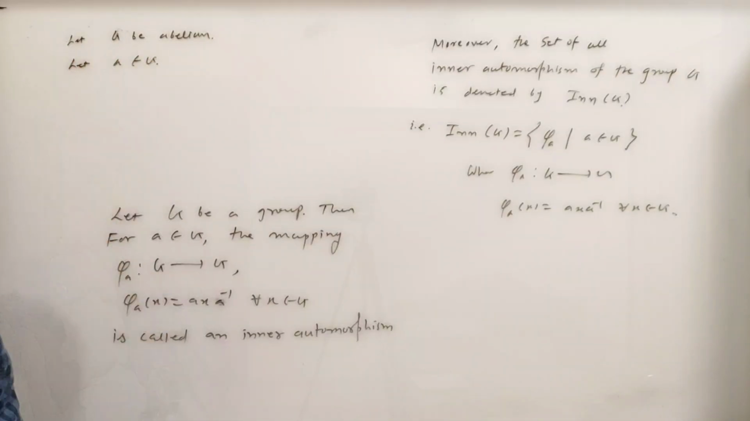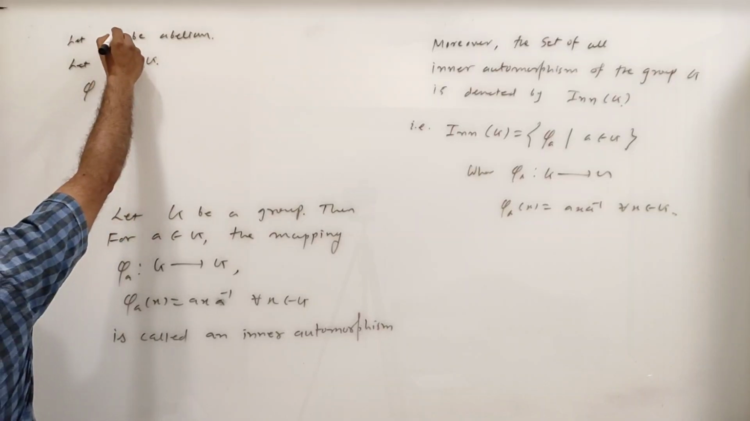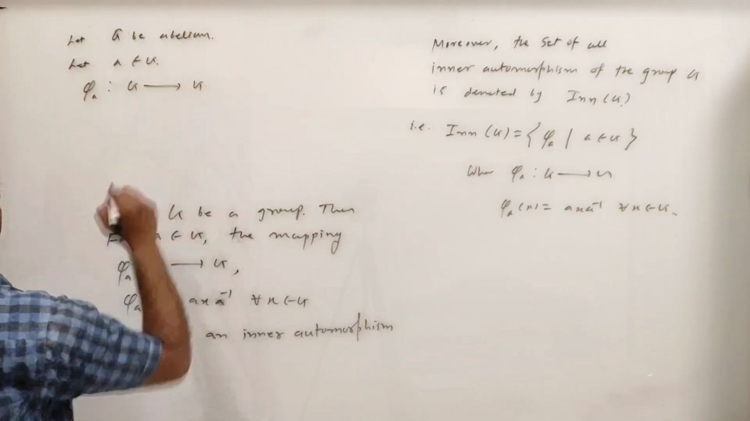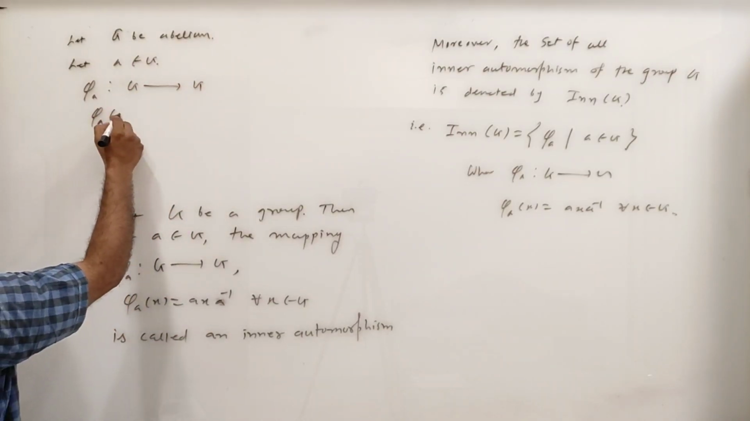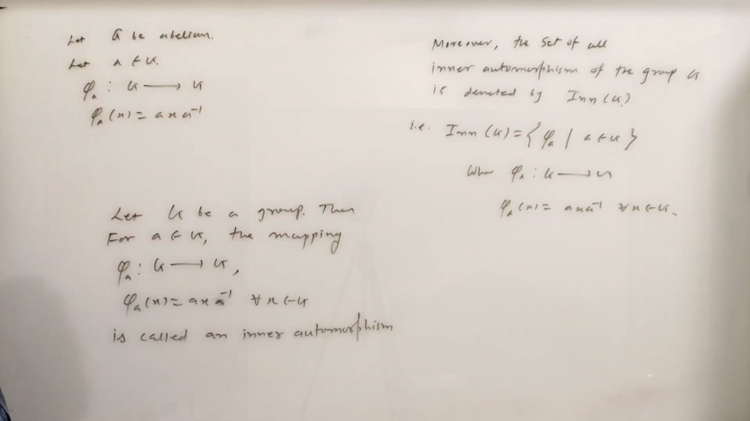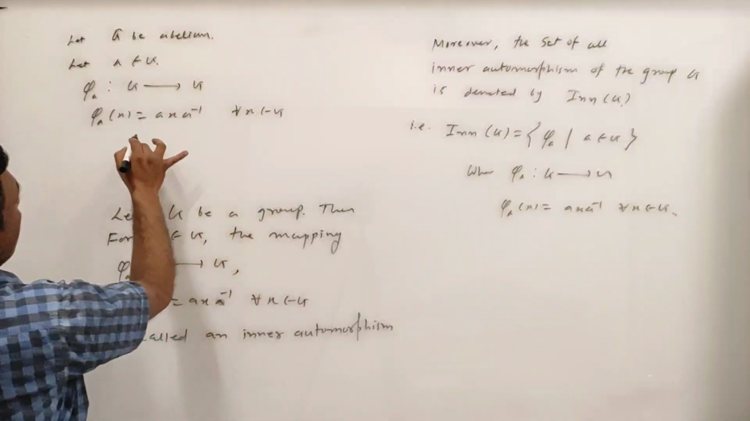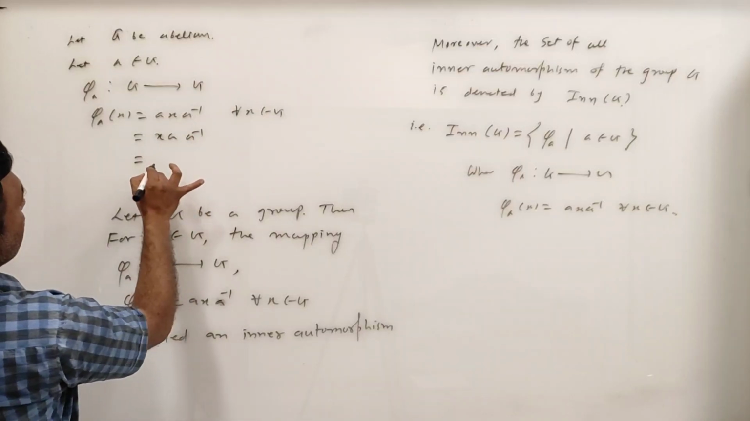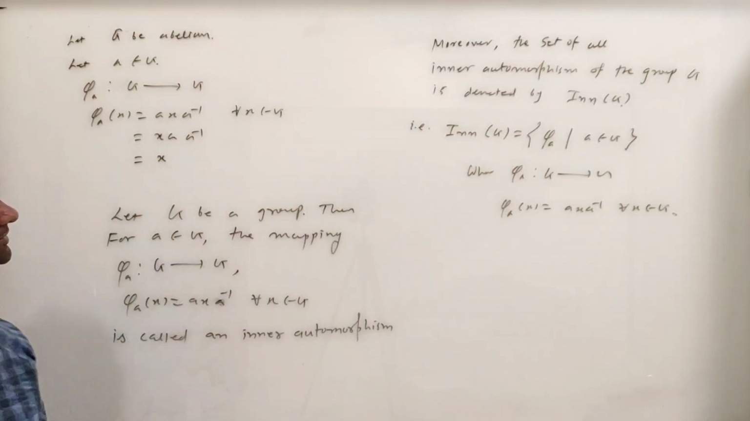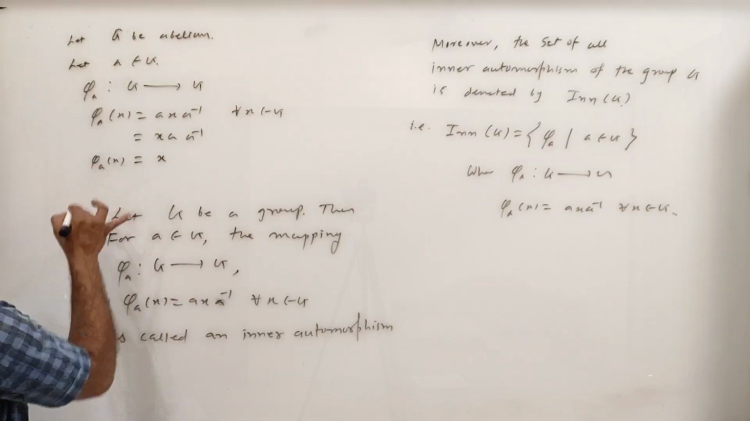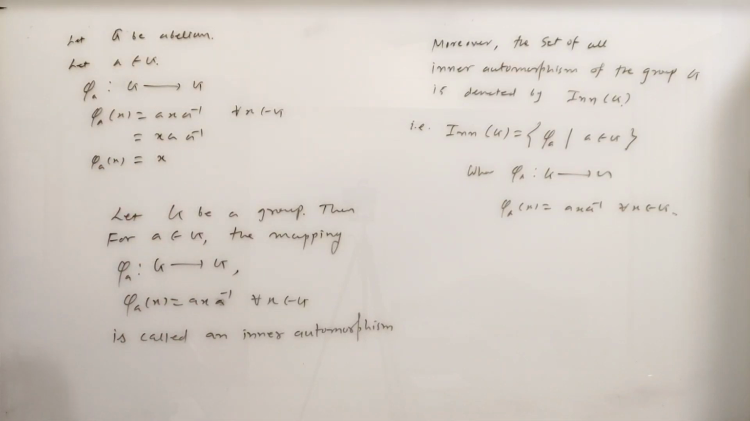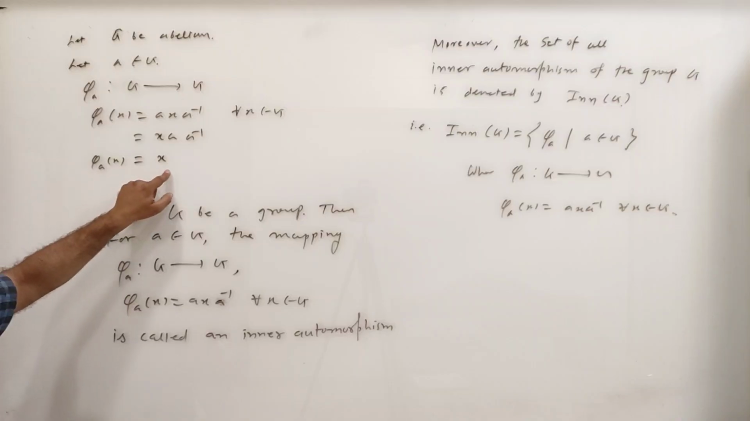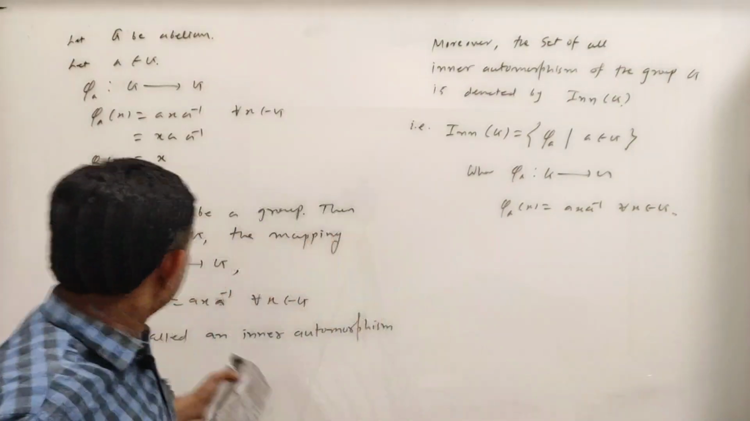Let a belong to G, and you consider phi_a. Phi_a is a mapping from G to G. What is the definition of phi_a(x)? It is a x a inverse for all x belonging to G. But my G is abelian, so ax is the same as xa. So a a inverse is identity, and it is simply x. So phi_a(x) is just x. Whichever phi_a you make, you will get this map: phi_a(x) is x.